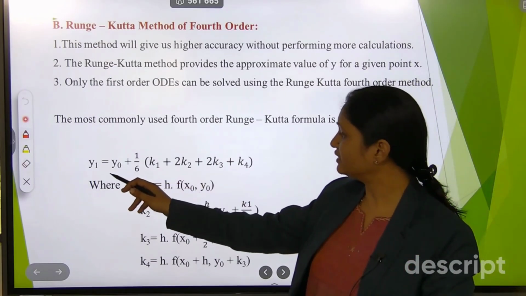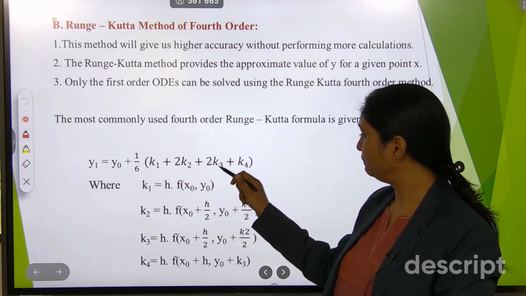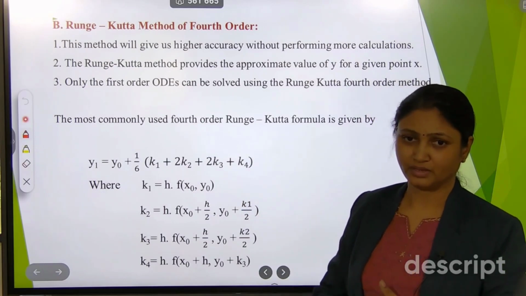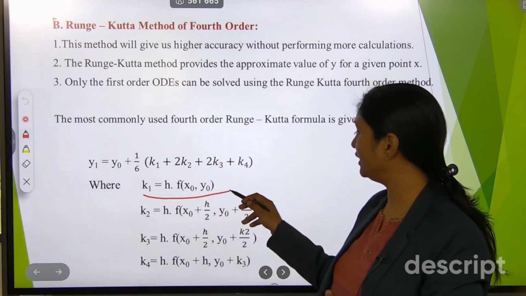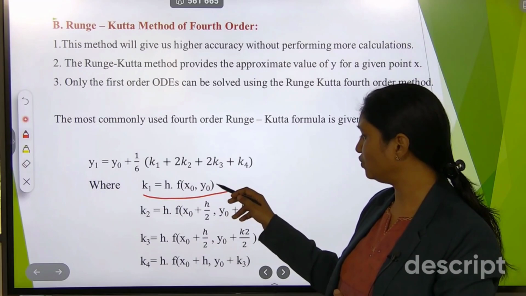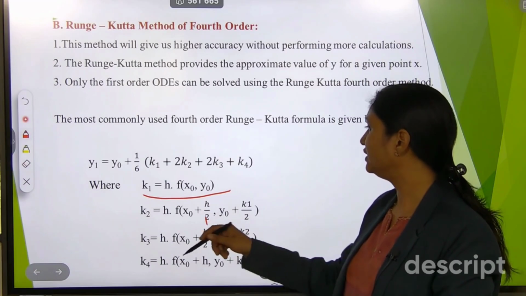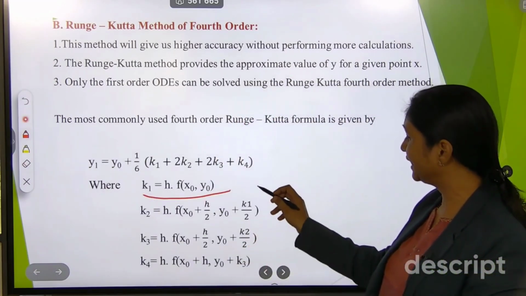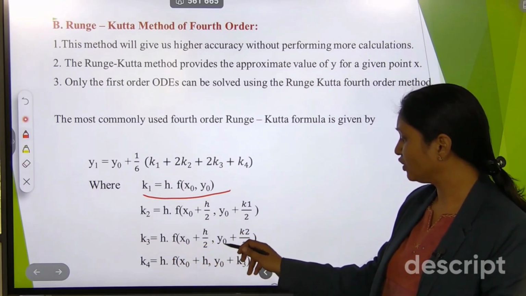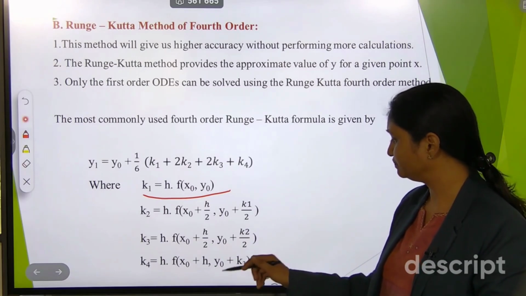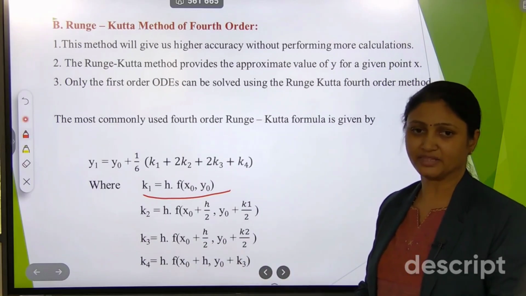y1 is equal to y0 plus 1 by 6 into k1 plus 2k2 plus 2k3 plus k4. Now, what are k1, k2, k3 and k4? Here k1 is calculated using h into f of x0, y0. K2 is h into f of x0 plus h by 2, comma y0 plus k1 upon 2. K3 is h into f of x0 plus h by 2, comma y0 plus k2 by 2. And k4 is h into f of x0 plus h, comma y0 plus k3.